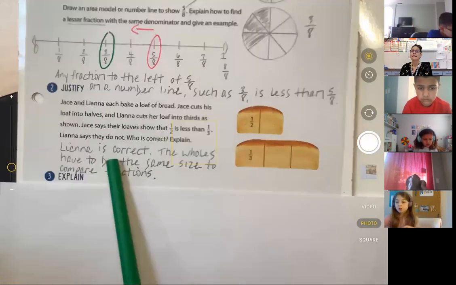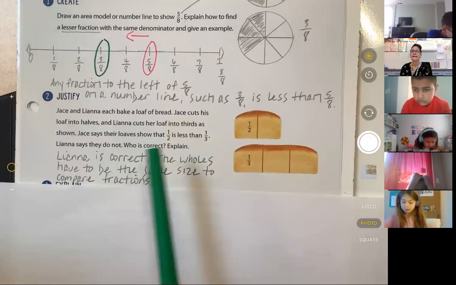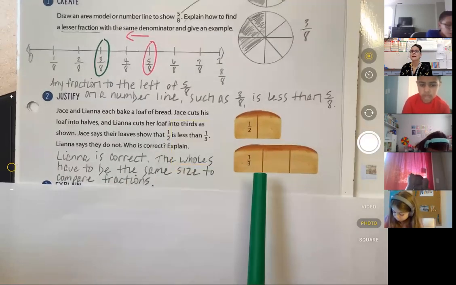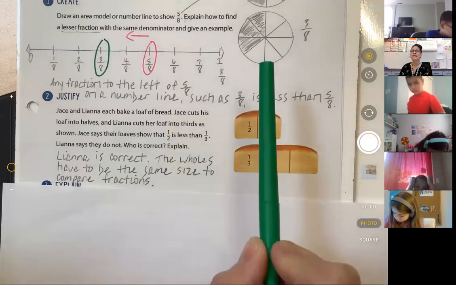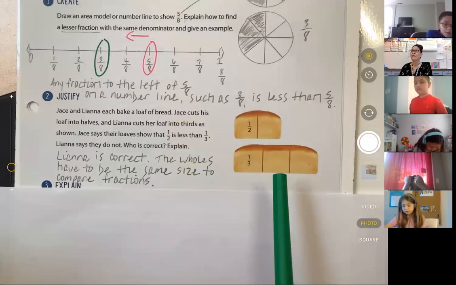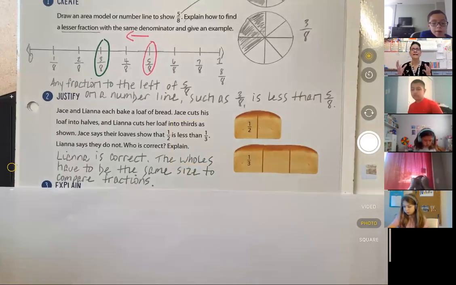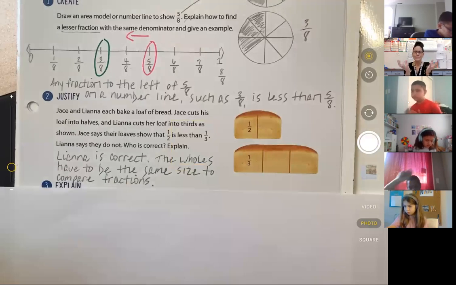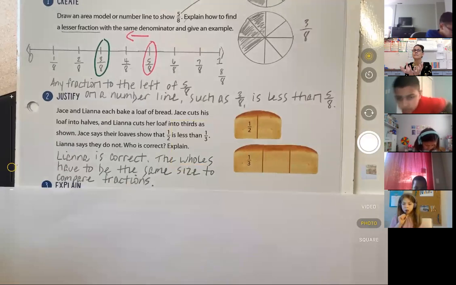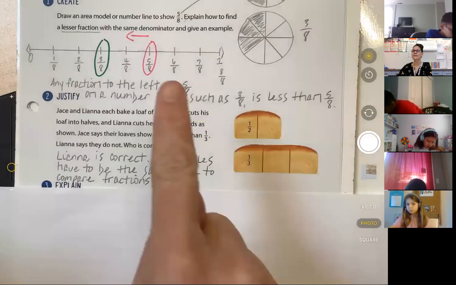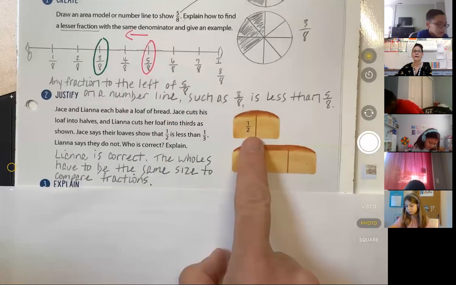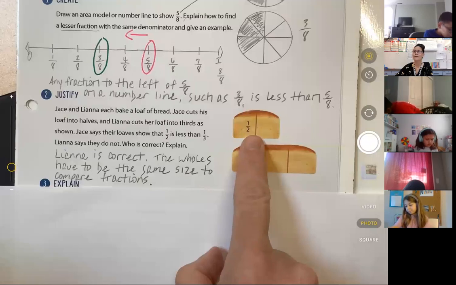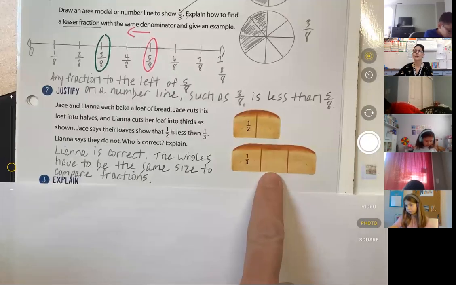Leanna is correct. Why? Because these wholes have to be the same size to compare fractions. So again, friends, we go back to that same sized wholes. If you do not have same sized wholes, you cannot do the comparison. Leanna, again, is correct because these loaves clearly are not the same size. You can't compare 1/2 of this loaf to 1/2 of this one. They're not the same.